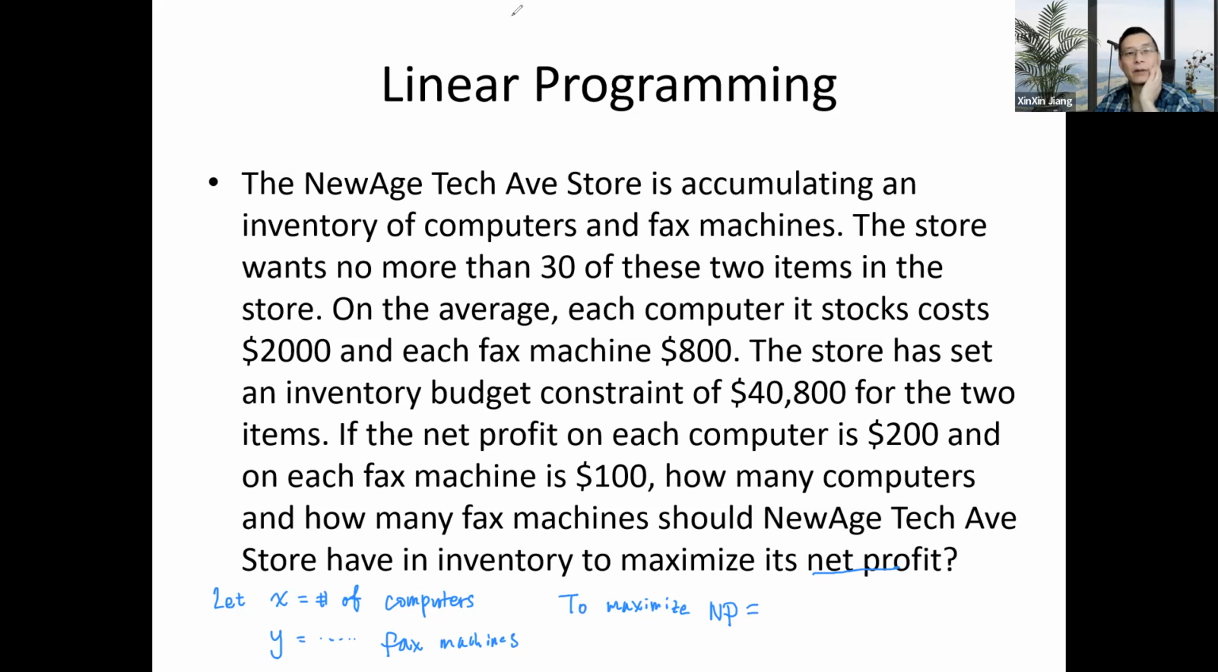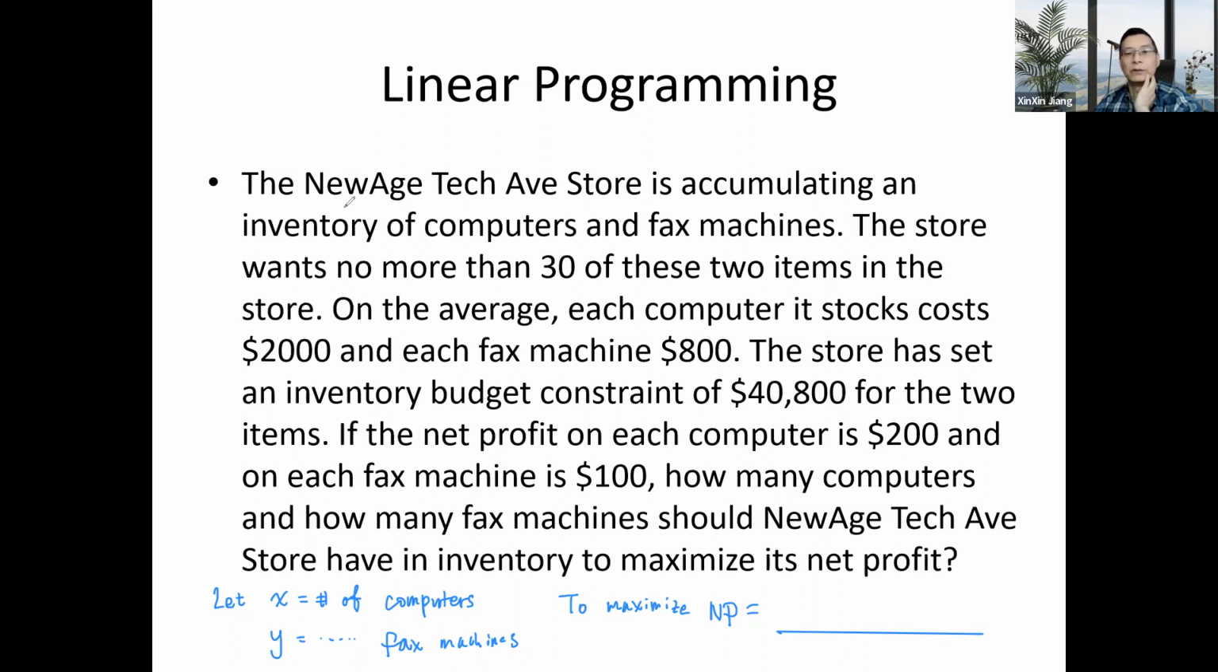Now, the harder part: we need to figure out a function, an expression of the net profit in terms of X and Y. So this is the same. What is the net profit if the store has or sells X number of computers and Y number of fax machines? What is that net profit?